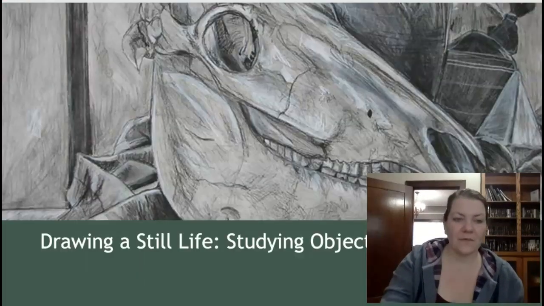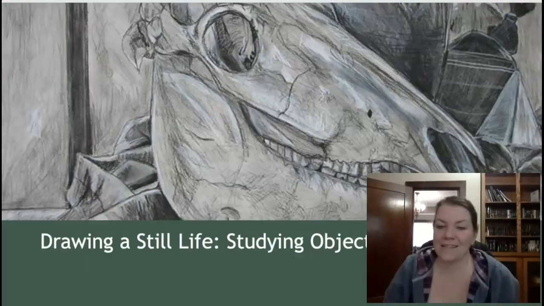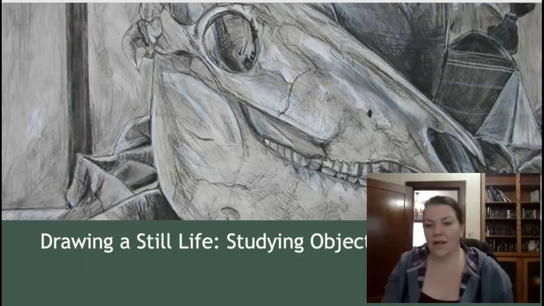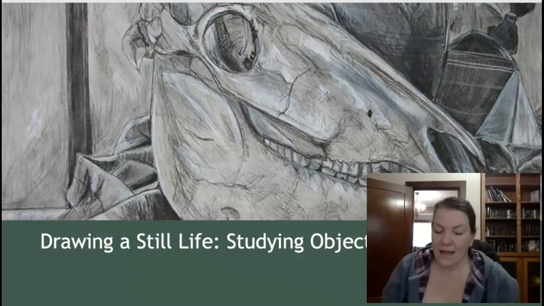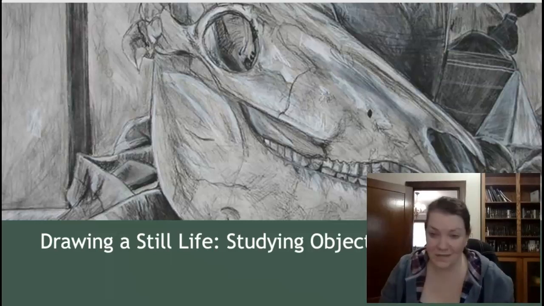So one of the big things that we're going to do in this class is drawing a still life, which is basically just drawing objects. And you can do this at home really easily. You can do it with a coffee cup, which is basically a cylinder with a handle on it. You can use a ball. You can use an Amazon box. There are a million things for simple shapes.